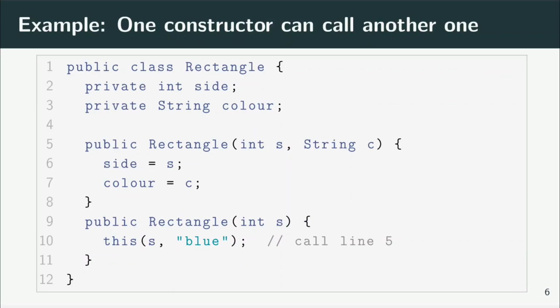We have a constructor method that just takes the integer, which is the one defined in line 9. And in fact, what it does is it calls the previous constructor method using the keyword this. So this is a call to the constructor method defined in line 5 because it is given two parameters, one integer and one string, and it matches the signature of the constructor method defined in line 5.